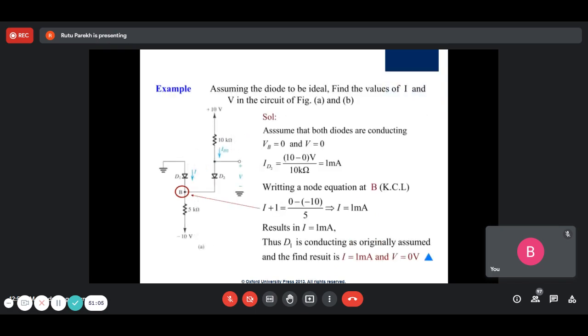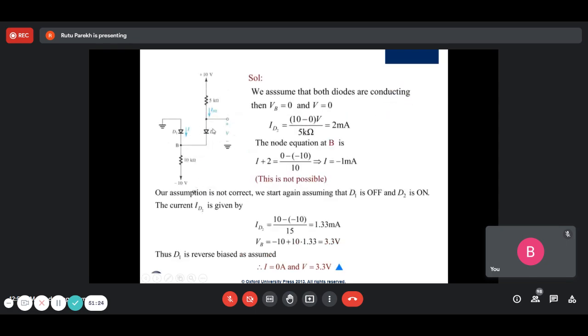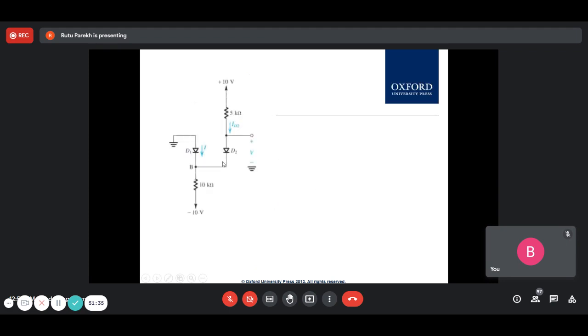Ma'am, we can also assume D1 to be off and D2 to be on in the second case as well. Yeah, you can assume anything out of the four. First step. That is also a legal circuit, and we get another voltage. Which case do you want to do? The second case. So this one here is the second case, and this is the first one.